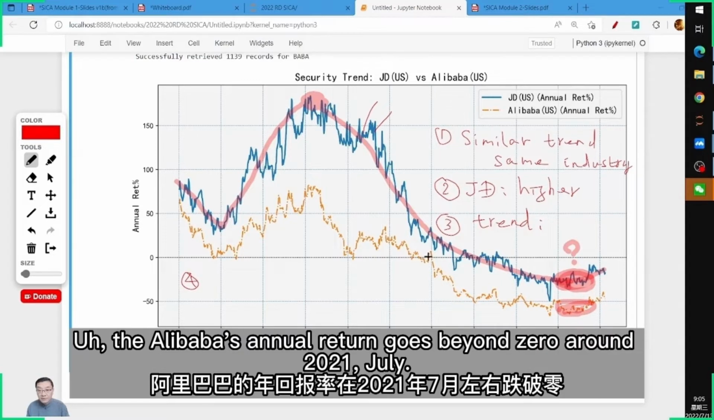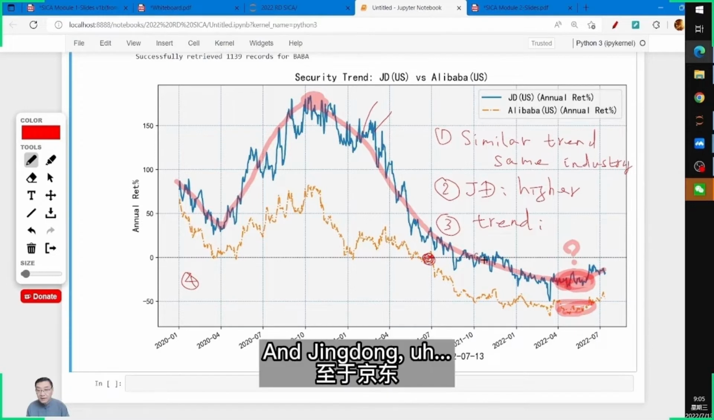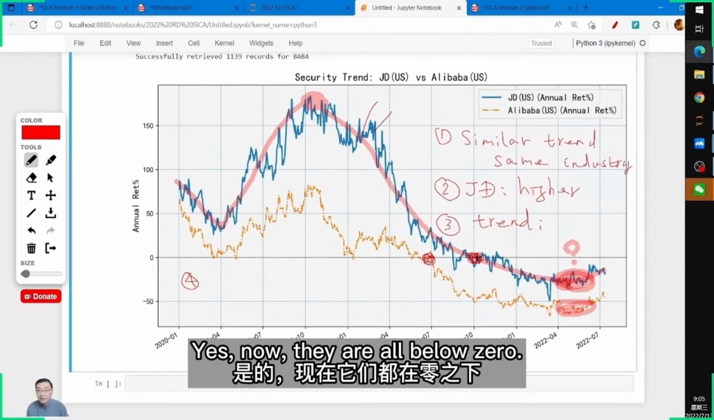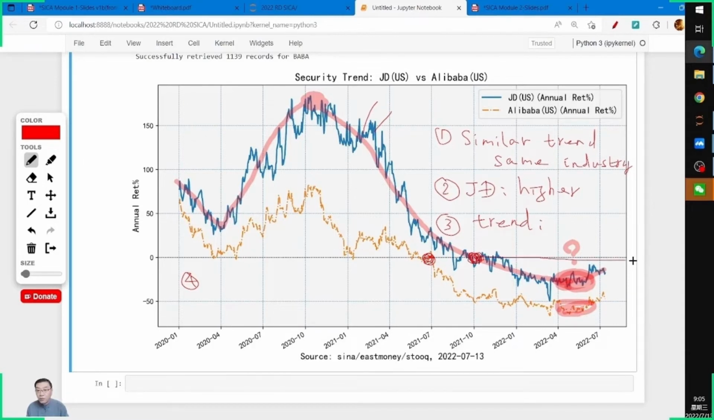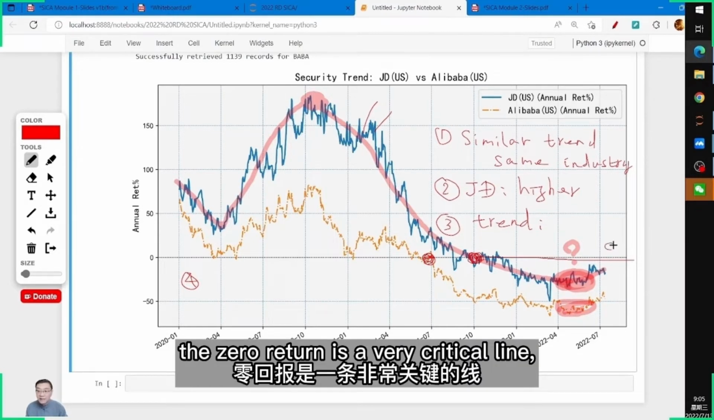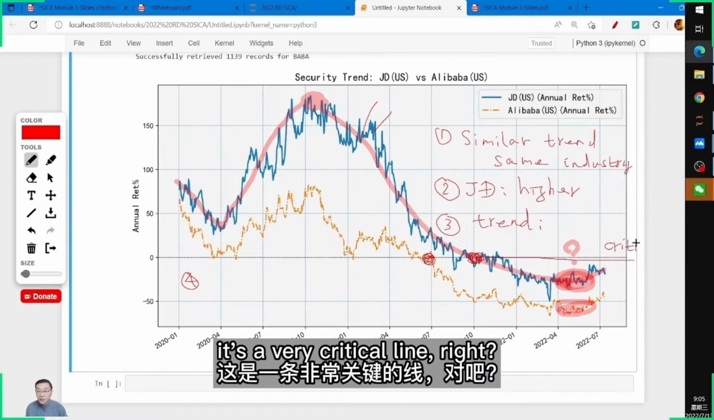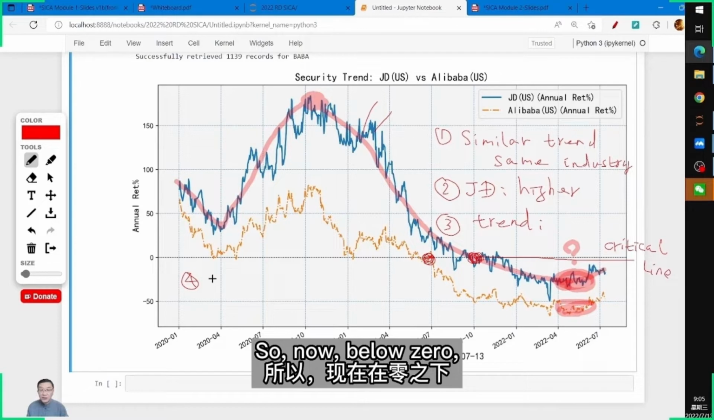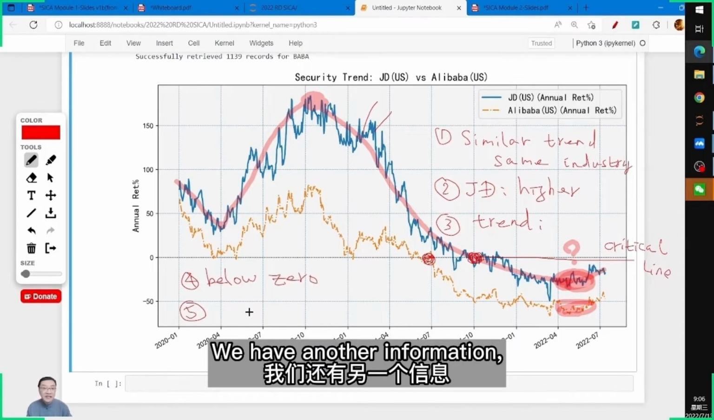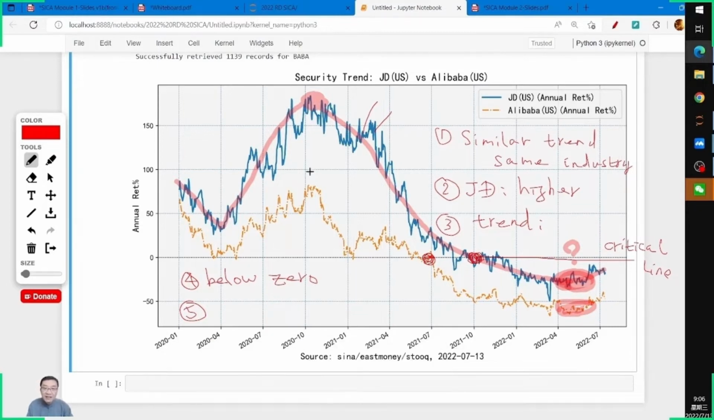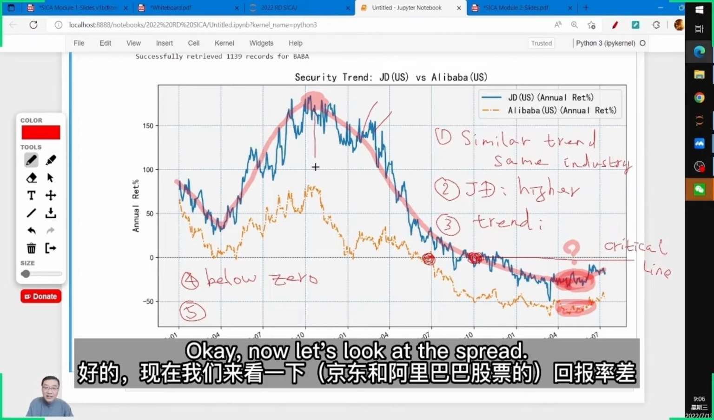Alibaba's annual return goes beyond zero around 2021 July. Yeah. And Jingdong, 2021 October. Yes, now they are all below zero. Okay, in terms of investment analysis, the zero return is a very critical line. It's a very critical line, right? Yeah. Okay, so now below zero. We have another useful piece of information in this graph. Can you find out? Okay, now let's look at the spread.